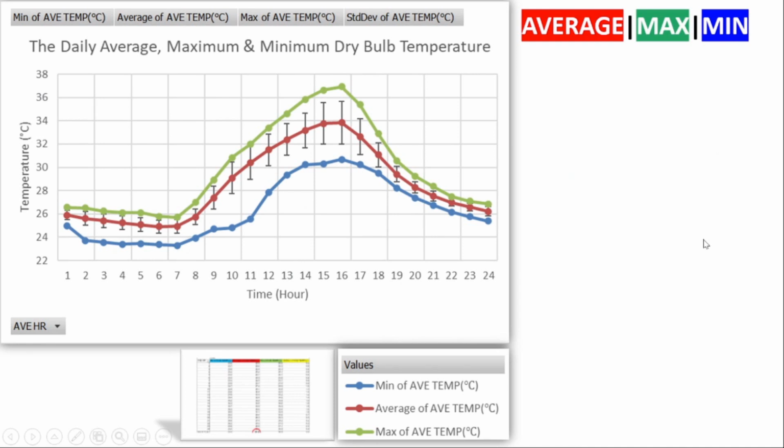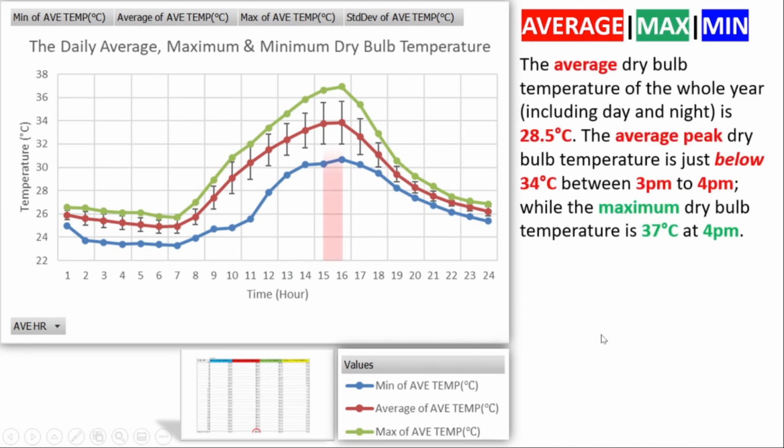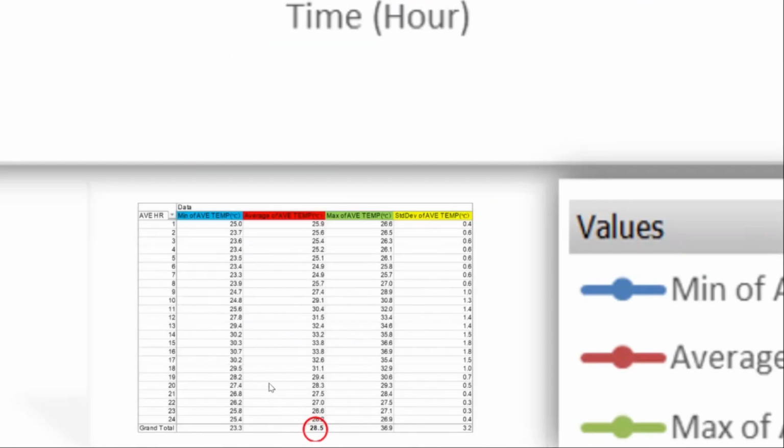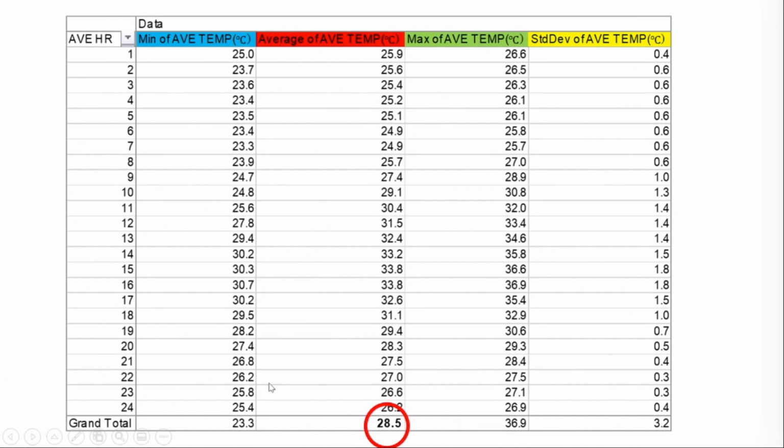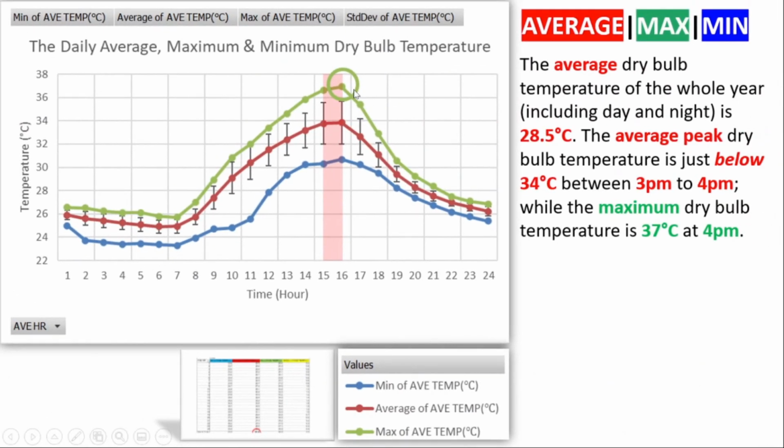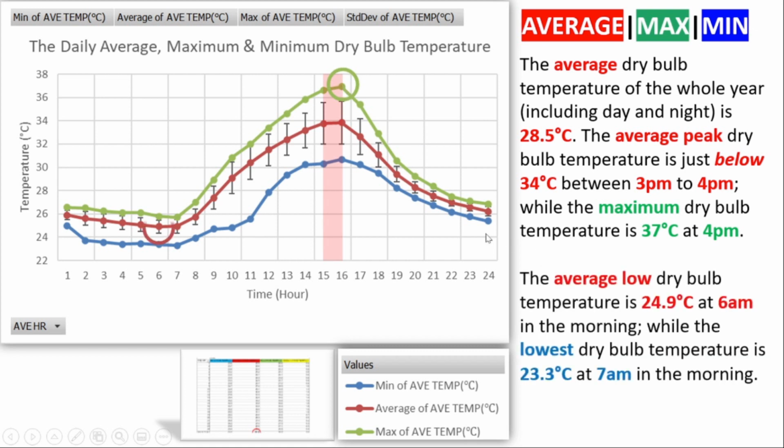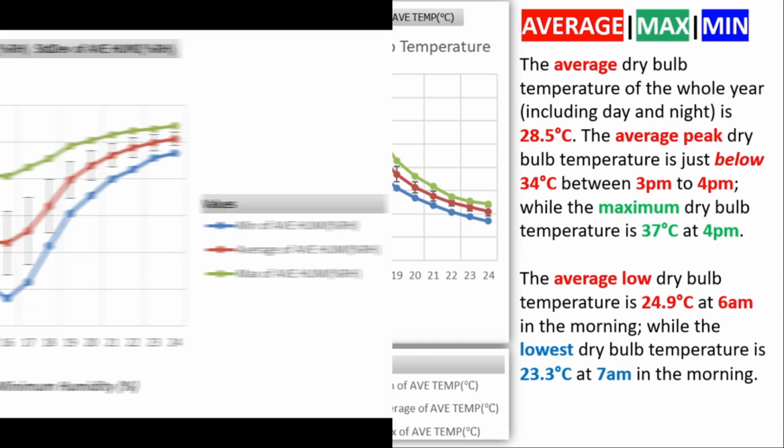The average dry bulb temperature of the whole year, including day and night, is 28.5 degrees centigrade. For this value, you can refer to the pivot table tutorial in the previous video. The average peak dry bulb temperature is just below 34 degrees centigrade between 3 p.m. to 4 p.m., while the maximum dry bulb temperature is 37 degrees centigrade at 4 p.m. The average low dry bulb temperature is 24.9 degrees centigrade at 6 a.m. in the morning, while the lowest dry bulb temperature is 23.3 degrees centigrade at 7 a.m. in the morning. So guys, this is an example of how we can describe our graph.